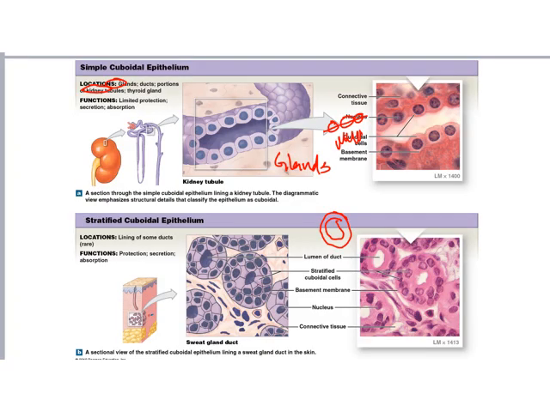Simple cuboidal epithelium, you can see here, these are supposed to look square. They almost look more circular sometimes to me. Just depends on how you want to look at it. But you can see that they're not flat like the squamous, and they're not tall columns like columnar. They're kind of in between. And you're going to see that oftentimes in glands. Stratified cuboidal is kind of rare. We don't see it as often, but you might see it in some ducts.